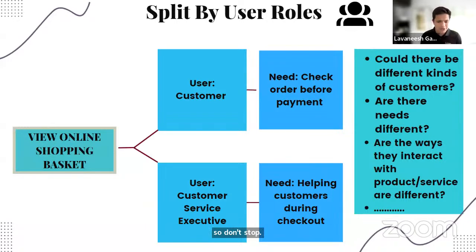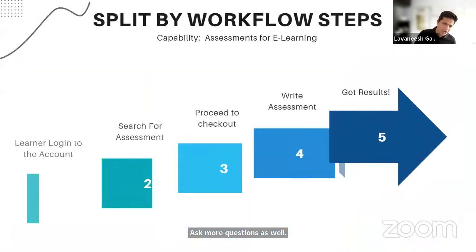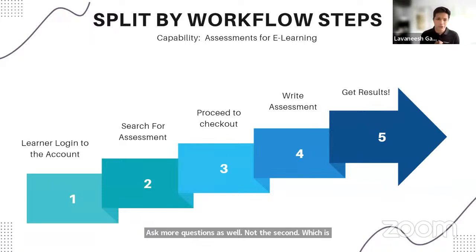Now the second, which is about split by the workflow steps. This is more about the fact that generally a user or customer has got various workflow steps in their journey to complete a feature or complete a job in itself. What we try to understand is those steps, and each of those steps probably can be a product backlog item on its own.